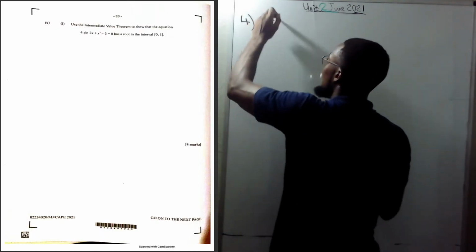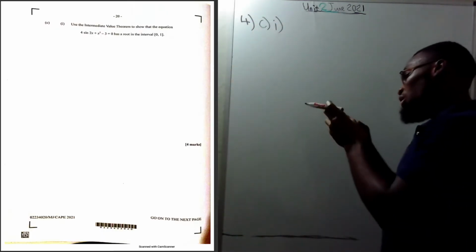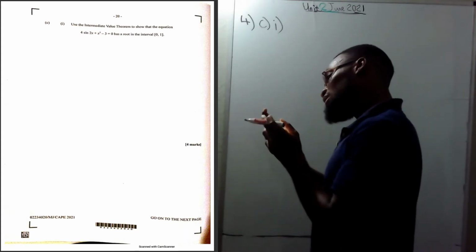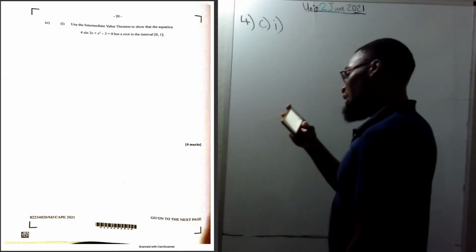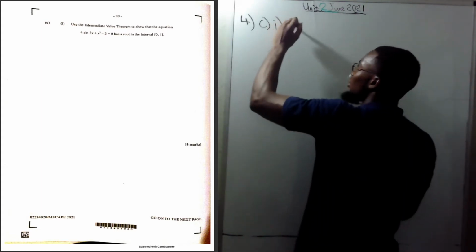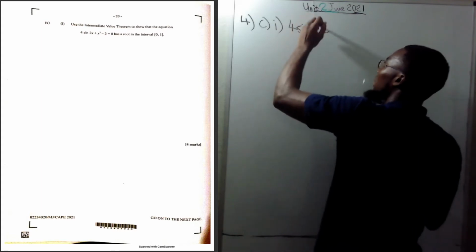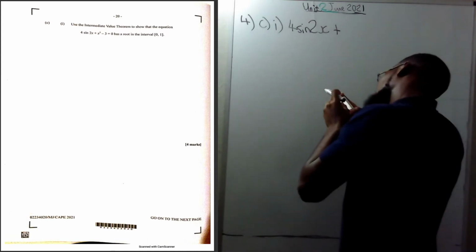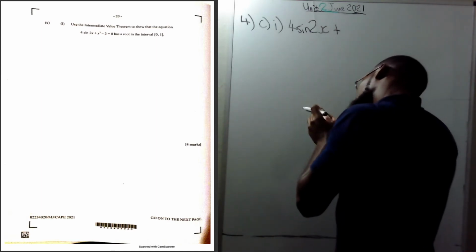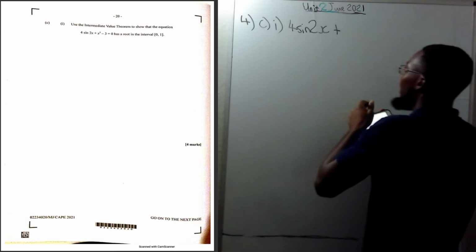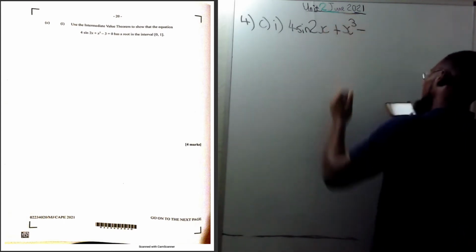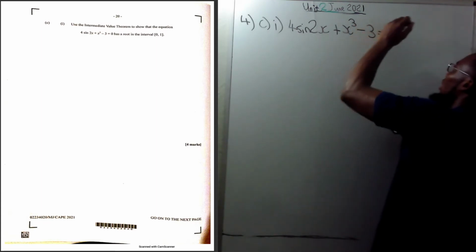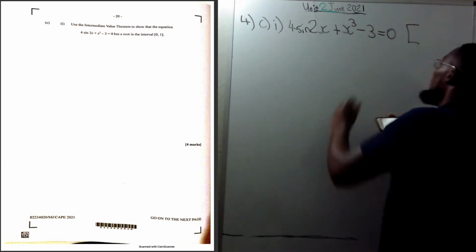Part C says we're supposed to use the intermediate value theorem to show that the equation 4 sine 2x plus x cubed minus 3 equals 0 has a root on the interval 0, 1. Is that an x cubed? Yeah, that's an x cubed.